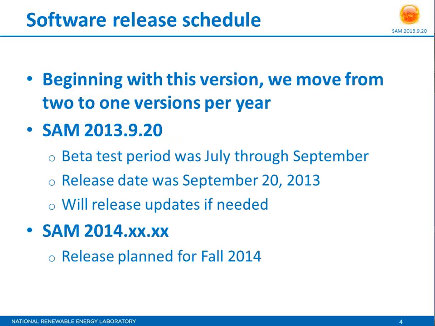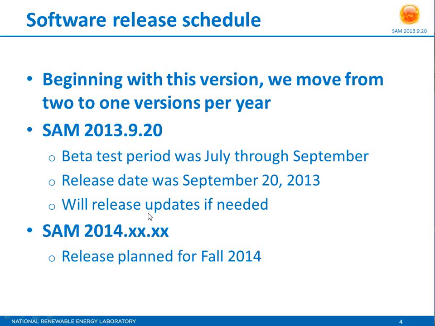So beginning with this version, we're moving from two versions per year to one. Based on the release schedule for this year, we had a beta test period that lasted a few months from July to September, where we had various beta releases that were available for you to download and run and then give us feedback on, and then we made changes based on that feedback, and then we released the version on September 20th.